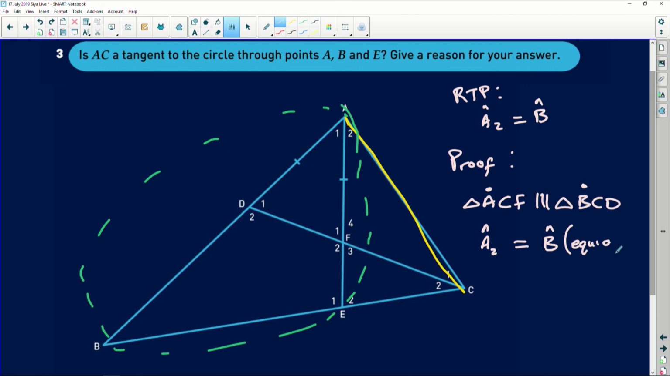Guys, look at this. Do you hear what I'm saying? Do you hear this English I'm using here? A2 is equal to B. Therefore, AC is a tangent. Then the reason for this will be converse tangent-chord.